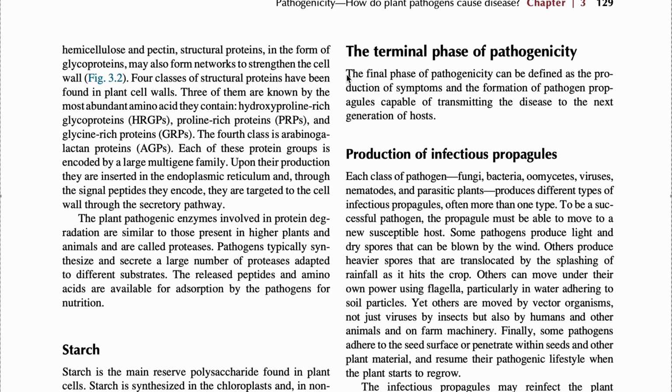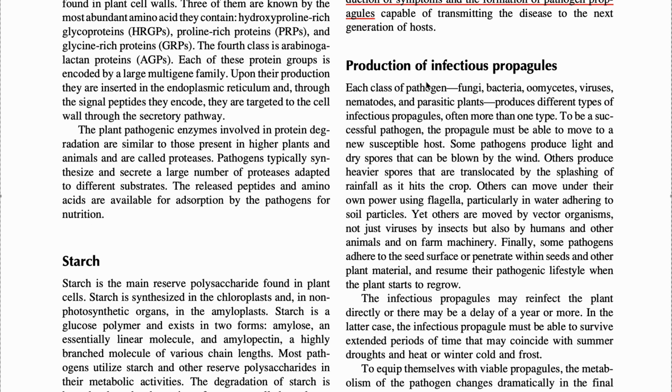So the final phase of pathogenicity can be defined as the production of symptoms and the formation of pathogen propagules, which are capable of transmitting the disease to the next generation of host, right? Now, production of infectious propagules. What do we see here? Each class of pathogen such as fungi, bacteria, oomycetes, viruses, nematodes and parasitic plants, they produce different types of infectious propagules, often more than one type.